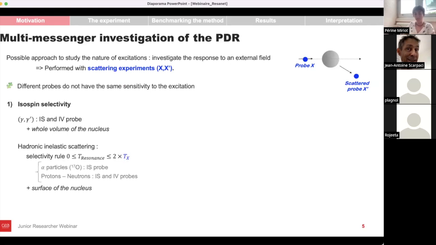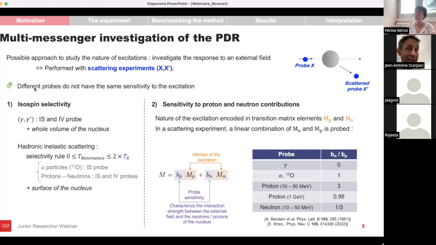on the isospin structure of the pygmy region. Another way in which different probes have different sensitivity concerns the sensitivity to the proton and the neutron contributions to the excitation. So if we just look at our nucleus, there is a relative contribution of the protons and the neutrons to the excitation. This is encoded in the transition densities that give the transition density of the protons and the neutrons with respect to the ground state density, and which are related to the transition matrix elements Mp and Mn for respectively the proton and the neutron contribution.